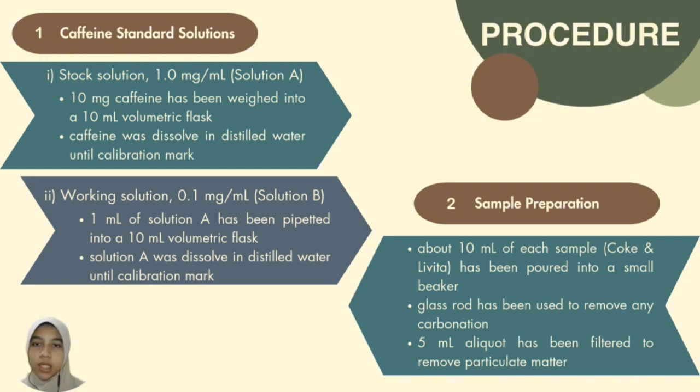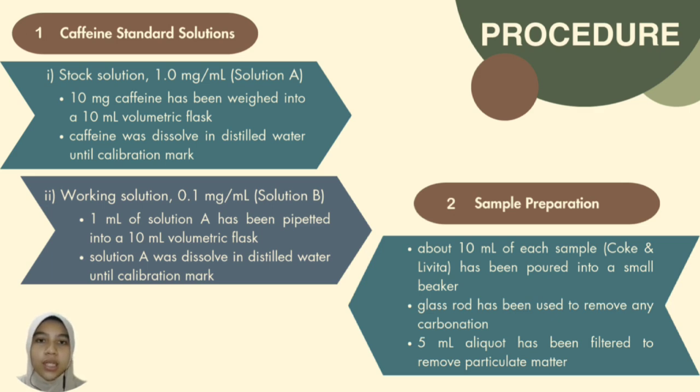Next, for the working solution, 0.1 mg per ml, 1 ml of solution A was pipetted into a 10 ml volumetric flask. Then the solution was diluted with distilled water until the calibration mark and labeled as solution B. Next, for the sample preparation, about 10 ml of each sample was poured into a small beaker. In this experiment, the samples that we use are Coke and Livita. Then a glass rod was used to remove any carbonation. Lastly, 5 ml of aliquot was filtered to remove particulate matter.